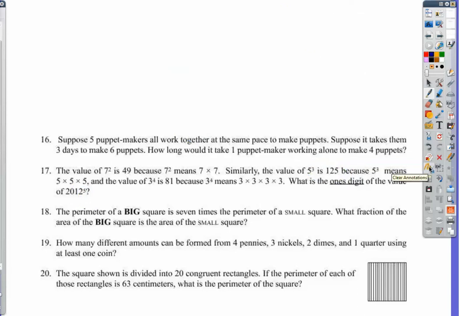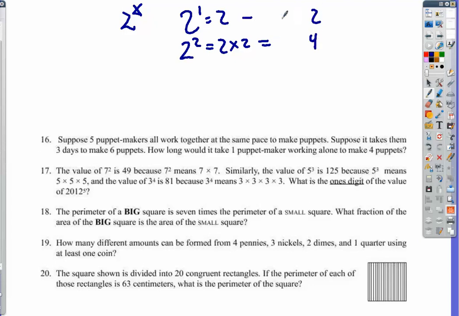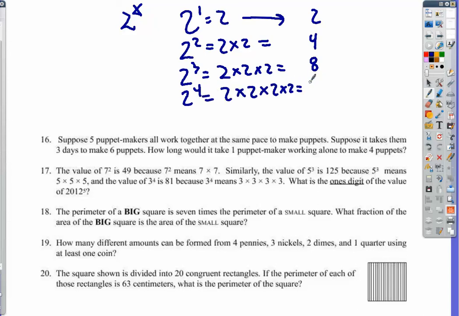Let's take 2 to the x power. In other words, we're going to take 2 to several different powers. 2 to the first power is just 2, right? 2 to the second power is equal to 2 times 2, which is equal to 4. 2 to the third is equal to 2 times 2 times 2, which is equal to 8. 2 to the 4th is equal to 2 times 2 times 2 times 2, which is equal to 16, but I only care about the units digit. So I'm going to put a 1 here, but really we only care about the 6.